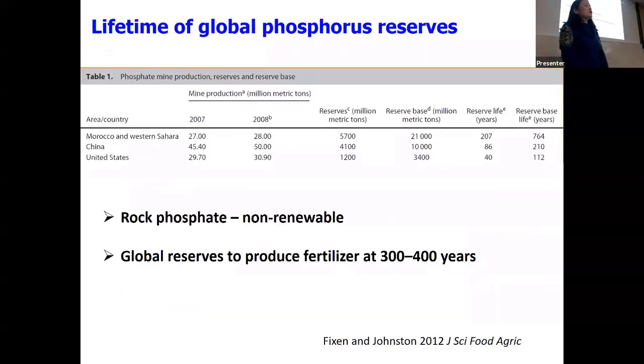However, like fossil fuels, rock phosphate is limited. It's very limited, and also it's non-renewable. Rock phosphate is mainly distributed in 3 areas around the world. The first area is Morocco and Western Sahara, which holds about 45% of the world's phosphorus reserve, followed by China and the United States. But even if we add up all the global phosphorus reserves, it is estimated that the whole reserve could only be enough for the next 300 to 400 years.